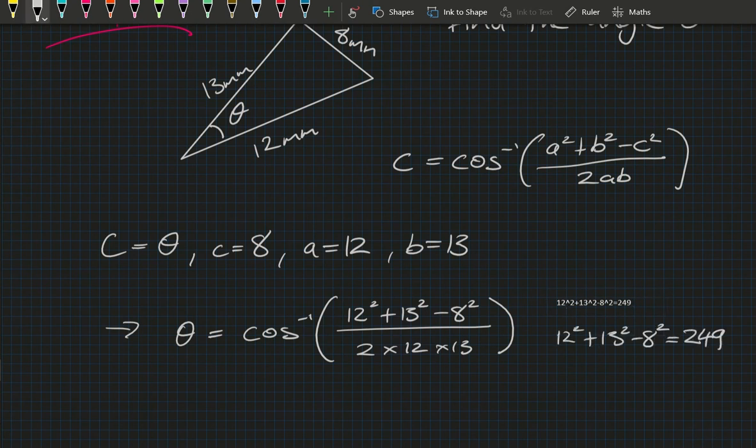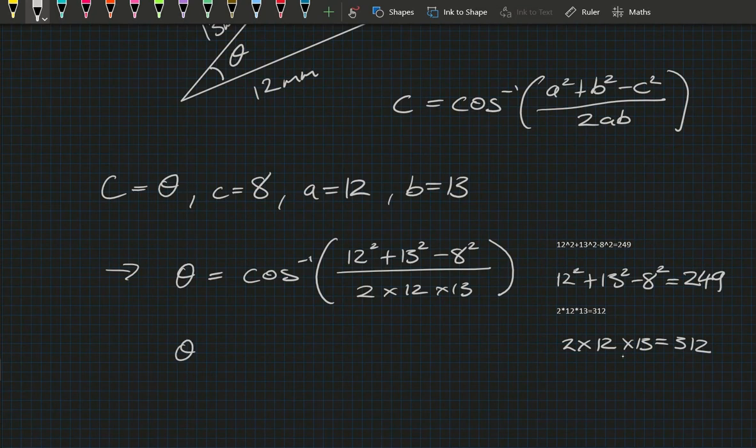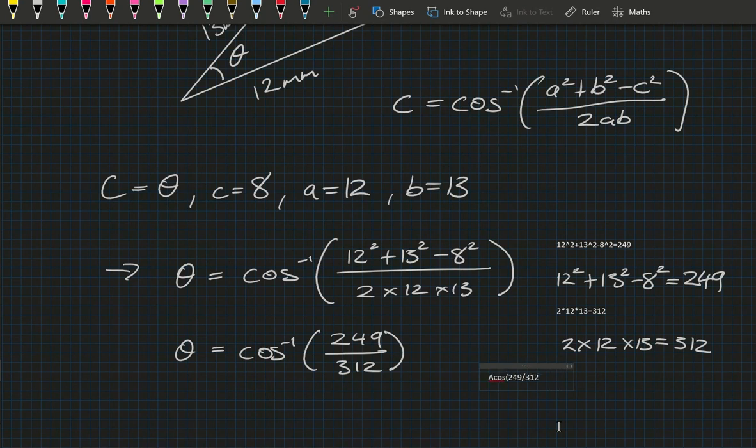And 2 times 12 times 13 is, I'm going to need a calculator again, is 312. But let me just write that out. So we now got theta is equal to the inverse cos of 249 divided by 312. And let's bang that in the calculator. So that is 37.05. So to 2 decimal places, we don't round up that 5. So theta is equal to 37.05.